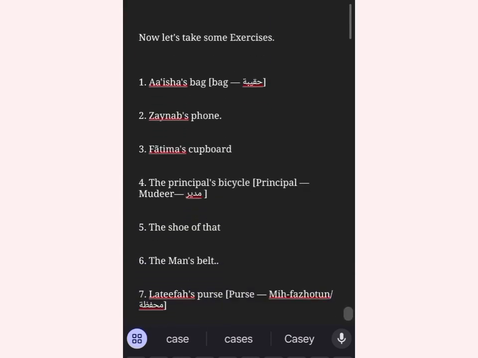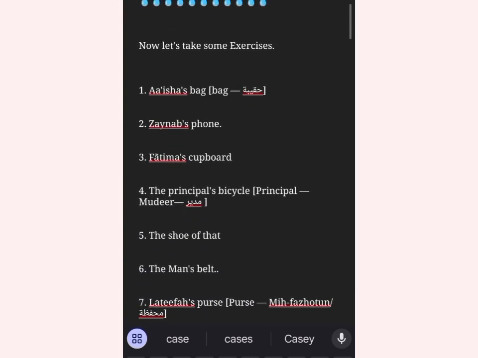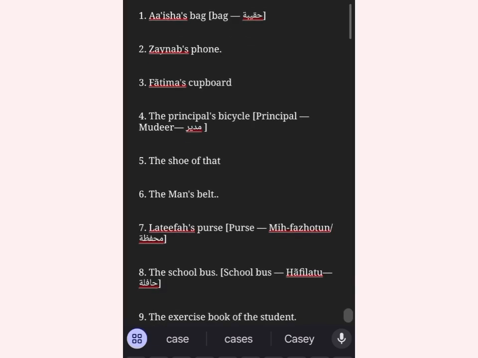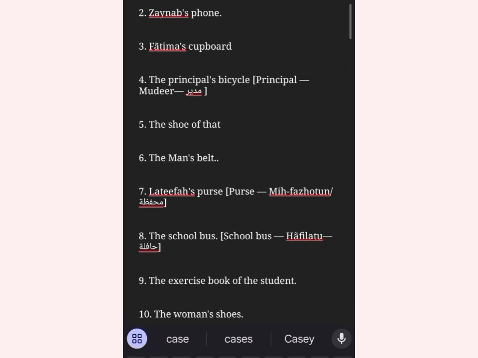Now let's take these examples, and then we will close the curtain of the lesson for this session. We have to translate the following: Aisha's bag. Bag is haqiba. Zainab's phone. You can say phone hatif or jawwal. Fatima's cupboard. You look for cupboard. The principal's bicycle, mudir. The shoe of that. The man's belt. Latifa's purse. Purse is mihfala, mihfalatun. The school bus. Hafila is bus. The exercise book of the student.